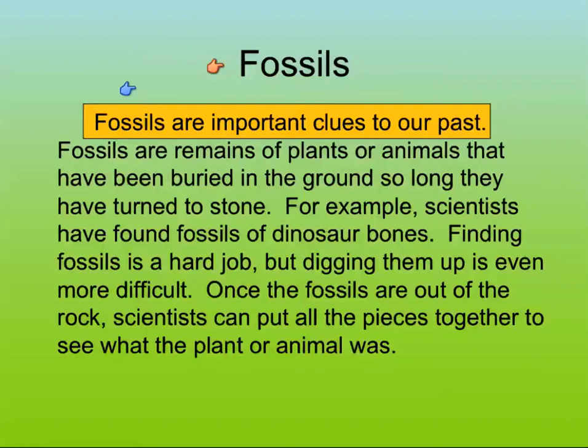Okay. If you said the main idea is fossils are important clues to our past, you are absolutely right. That was the main idea. Notice it's highlighted in yellow. It's in this yellow rectangle, and it's the very first sentence of the paragraph. That's a great place to usually find your main idea, but you should always check and make sure, is that the main idea of the paragraph or the main reason, the point the author wanted to make? And for this paragraph, it was fossils are important clues to our past.